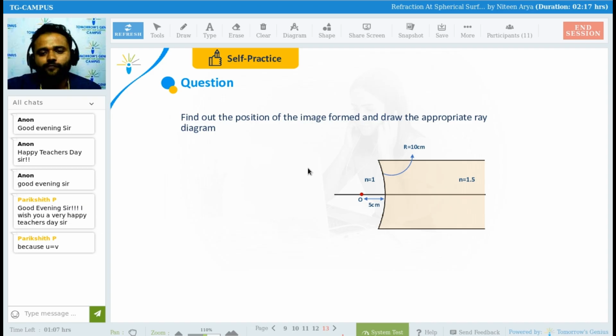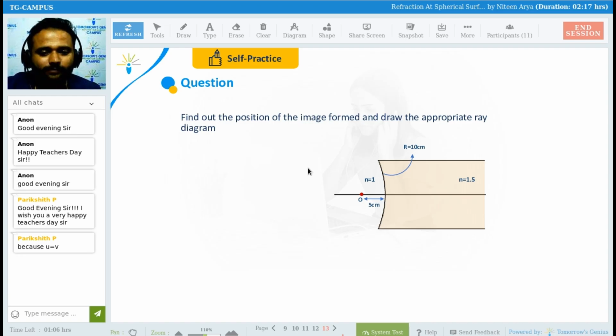Find out the position of the image formed and draw the appropriate ray diagram. In this you can try to draw it also, because if it is a theory question, you need to draw it in your final examination, right? So try to draw it. Similar question, everything is going to be the same. N1 is given, object distance is given, N2 is given, R is given, you need to find the image. Clear?